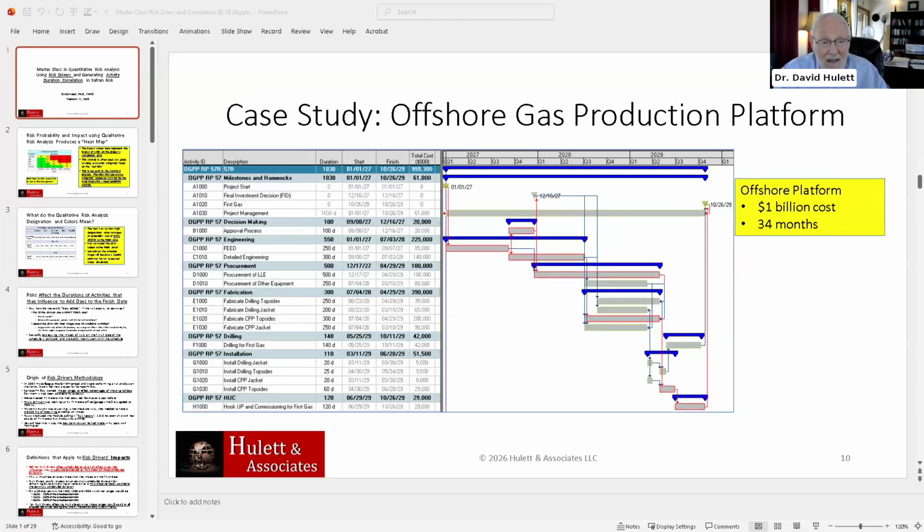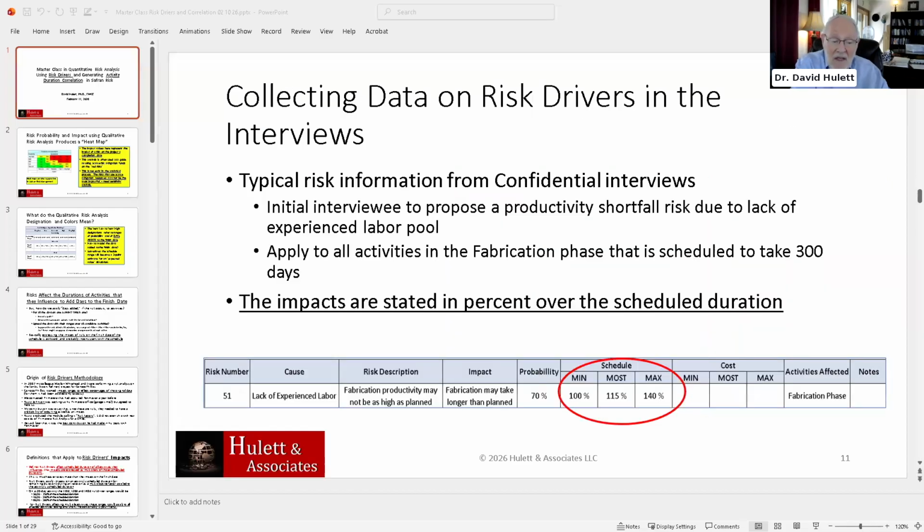And here's my little example. It's an offshore gas production platform. I did a lot of risk analysis of a number of these for Petronas some time ago. And you've got decision making, engineering, procurement, fabrication. Look at the fabrication, it's 300 days. We'll take a look at that. These are units that are being fabricated at vendor shops and then shipped to site. Installation, watch out for the weather in Southeast Asia. You've got a weather calendar as well. Okay, so this is what we're going to do. And this is the sort of thing that you might come out with.